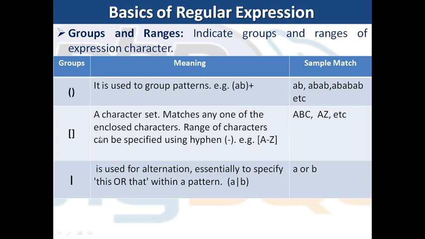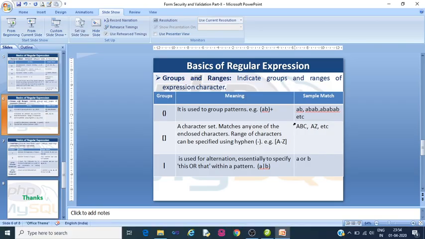Big bracket is a character set. It matches any one of the enclosed characters. A range of characters can be specified using a hyphen. For example, A hyphen Z represents all the uppercase alphabets. So a sample match will be any uppercase alphabet. So let us take it on the browser.